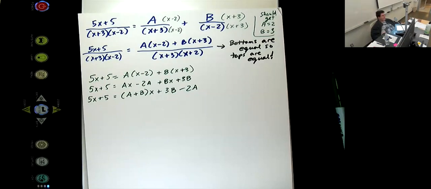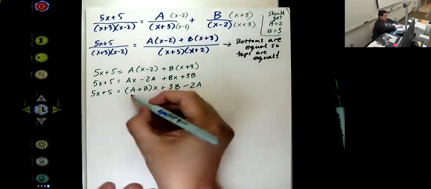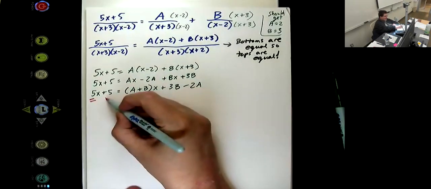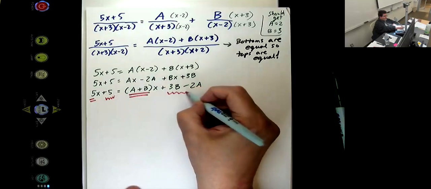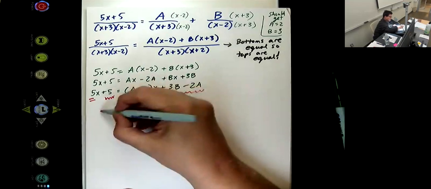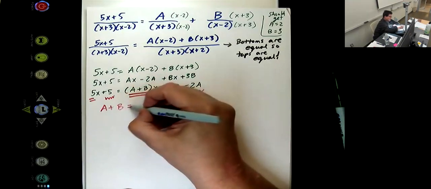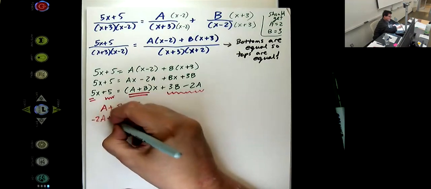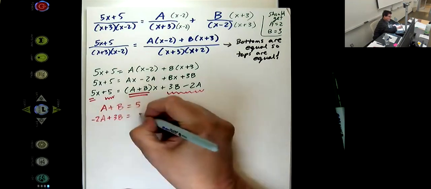I think this is hella neat. Just as the bottoms being equal forces the tops to be equal, if these things are supposed to be equal, then the coefficients must be equal. That must equal that, and that must equal that. A plus B equals 5. I'm going to put this in the other order: negative 2A plus 3B equals 5.